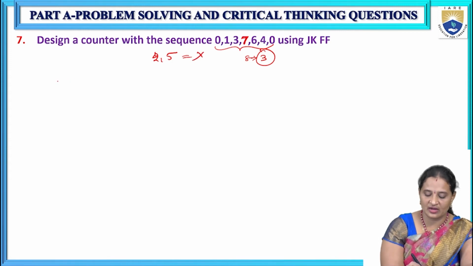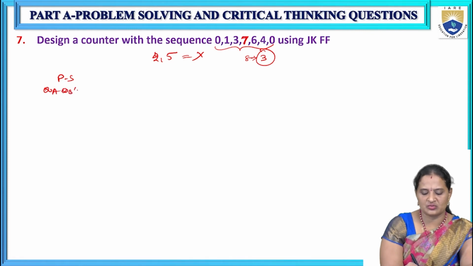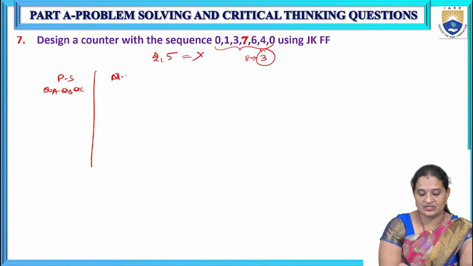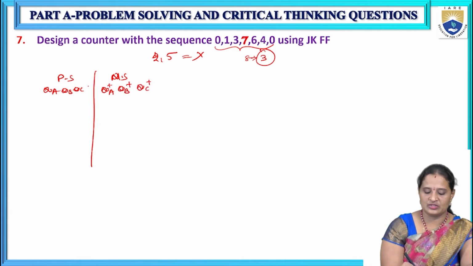First let us draw the truth table here. So only the thing is we need to draw the truth table. Once you are able to draw the truth table, you can do the next procedure according to the steps. So you can follow the steps and you can implement any counter, right? So QA, QB, QC, right?